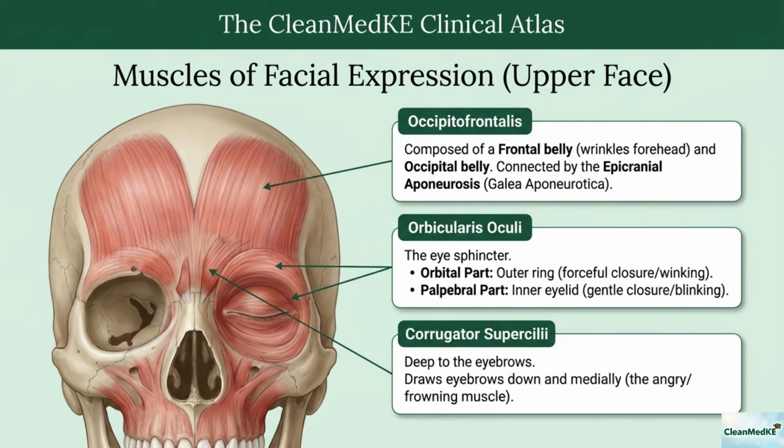Starting with the upper face, we have three key muscles. First is the occipitofrontalis, consisting of a frontal belly that wrinkles the forehead and an occipital belly, both connected by the epicranial aponeurosis. Next is the orbicularis oculi, the sphincter of the eye. Its outer orbital part forcefully closes the eye, while the inner palpebral part controls gentle blinking. Finally, the corrugator supercilii lies deep to the eyebrows, drawing them down and medially to create a frown.